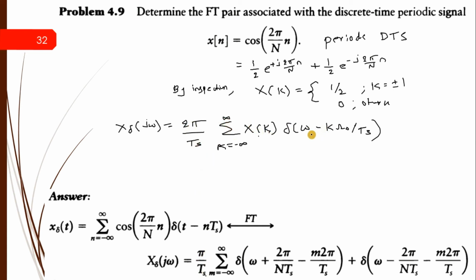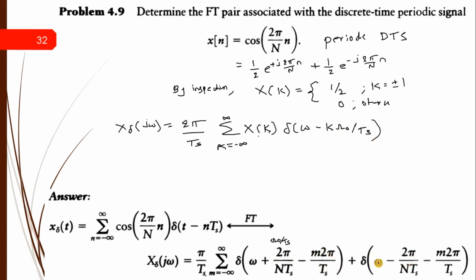Then here you just listen. In omega minus k omega naught, when I substitute k as minus 1, it becomes plus omega naught by ts. What is omega naught? Omega naught is nothing but 2 pi by N, so 2 pi by N ts. It is nothing but omega naught by ts. Both mean the same. This we get when k is substituted equal to minus 1. When k is substituted equal to plus 1, you will get omega minus omega naught by ts. Omega naught by ts is nothing but 2 pi by N ts. Now why is this written minus 2 pi by N ts?